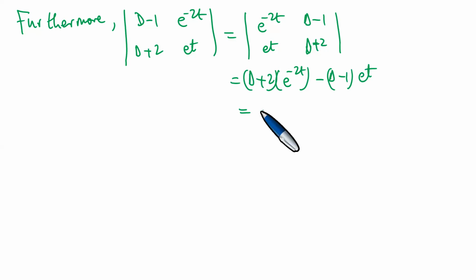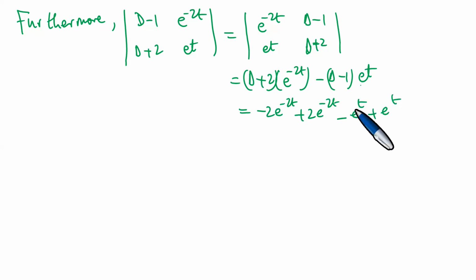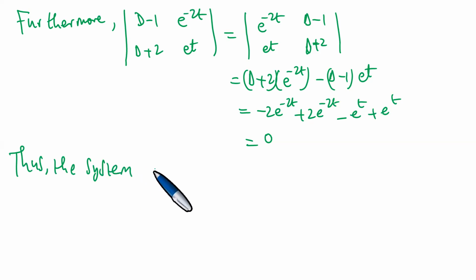Allow this to distribute. Minus 2 e to the minus 2t plus 2 e to the minus 2t minus e to the t plus e to the t. The derivative of e to the t remains the same, and negative by negative is plus, so we have e to the t. If you differentiate e to the minus 2t with respect to t, we're differentiating only minus 2t, because that is the property of the exponential function. The derivative of minus 2t is minus 2, which you put before the e, and then 2 times this becomes exactly that. Now this becomes 0, these cancel out, and this is 0. And the conclusion out of this is, thus the system has infinitely many solutions.